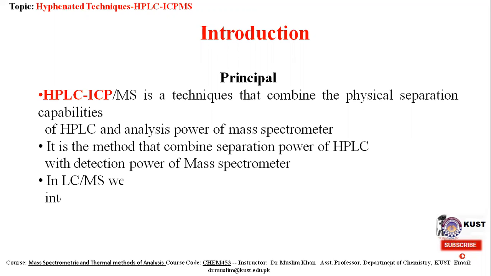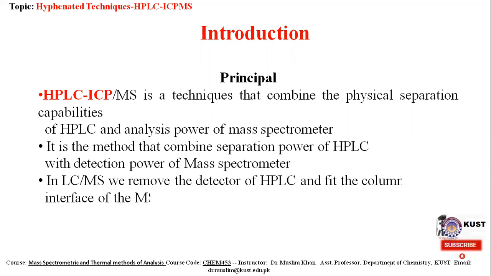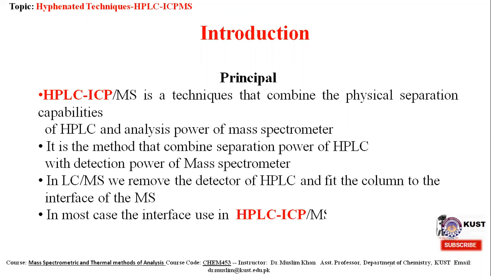So in HPLC-MS and LC-MS, we remove the detector of HPLC and fit the column to the interface of a mass spectrometer. So, in most cases, the interface used in HPLC-ICPMS or LC-MS is the ionization source.